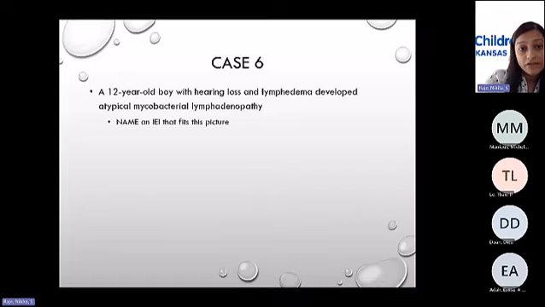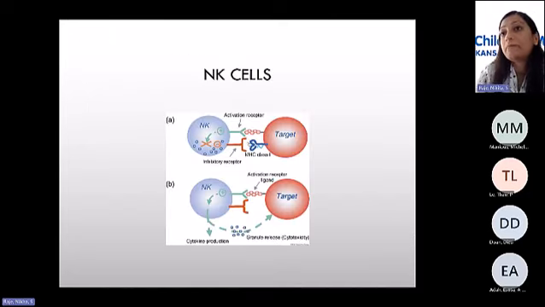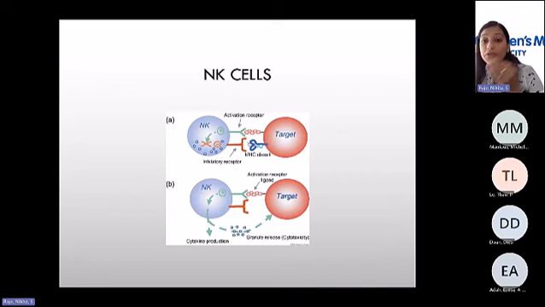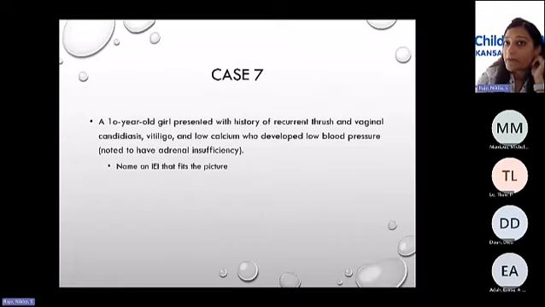A 12-year-old boy with hearing loss, lymphedema, and atypical mycobacterial lymphadenopathy. Anything that comes to your mind? I'm going to go ahead and give you the diagnosis, GATA2, just because of time. But defect in NK cells is something to think about. These are rare. These can be low in number, such as GATA2 or MCM4, or it can be a functional defect. And in some of these patients, such as CD16 defect, they can have very specific presentation.